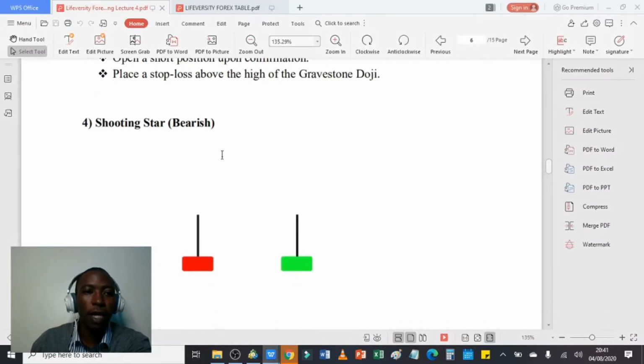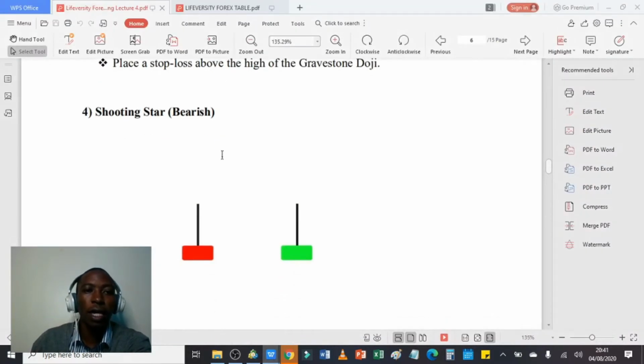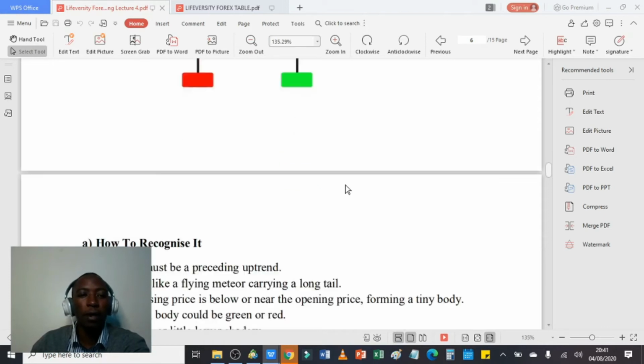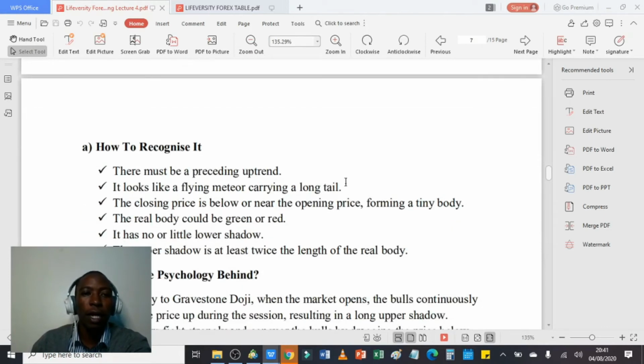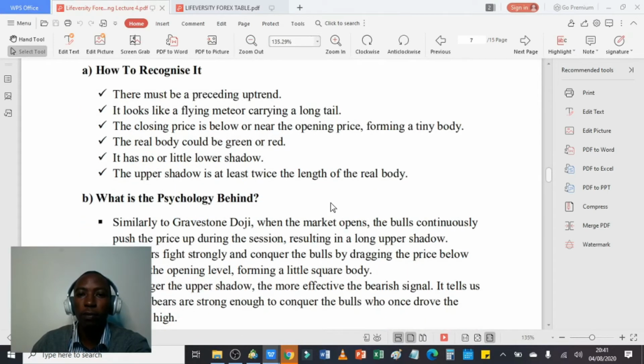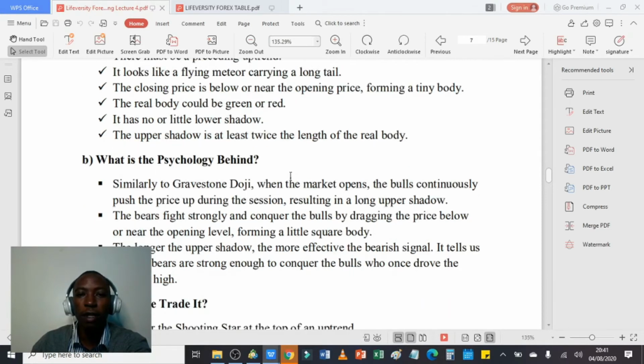Let's head over to the next pattern. For the shooting star, it is a bearish candle. As you can see, this is the shooting star. It can be either bullish or bearish. How to recognize it? There must be a preceding uptrend. It looks like a flying meteor carrying a long tail. The closing price is below or near the opening price, forming a tiny body. The real body could be green or red. It has no or little lower shadow. The upper shadow is at least twice the length of the real body.